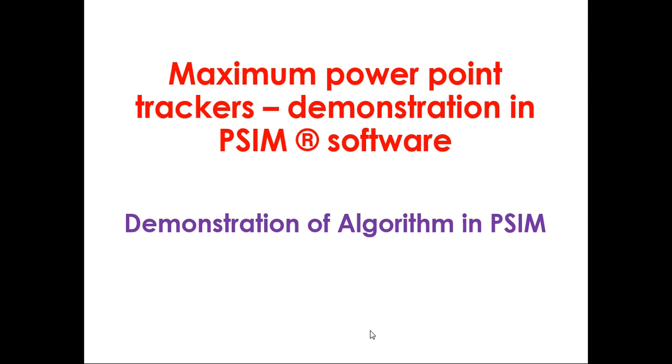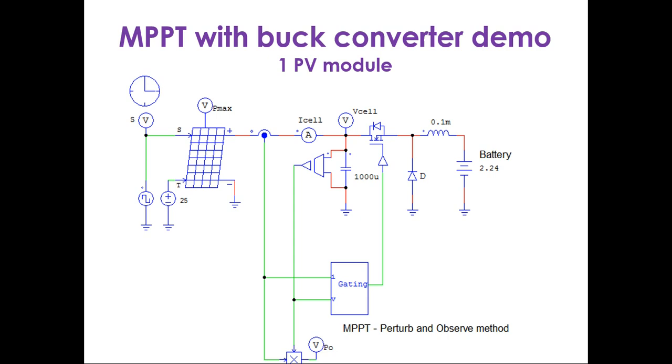Now let us begin with the demonstration of the algorithm in the PSIM software. The same converter I have used, that is the buck converter, but now this buck converter is connected with the photovoltaic module and a battery of 2.24 volt is connected.